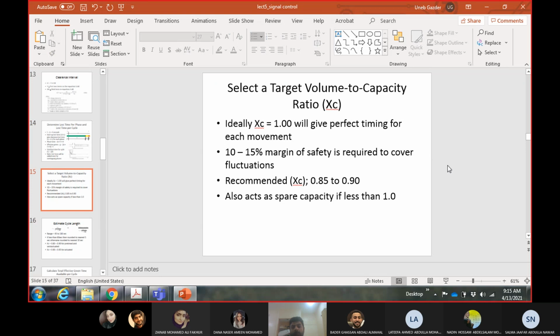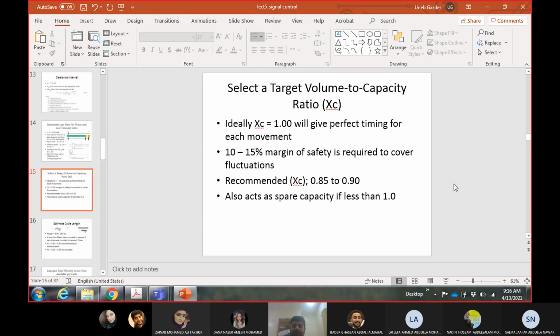Then you have to select a volume to capacity ratio for the whole intersection. Okay, now this is different from V by S. V by S was volume upon saturation flow rate for each lane group. This is volume upon capacity for the entire intersection, like a summation. But here we are talking about the actual capacity of the lane, not saturation flow rate.